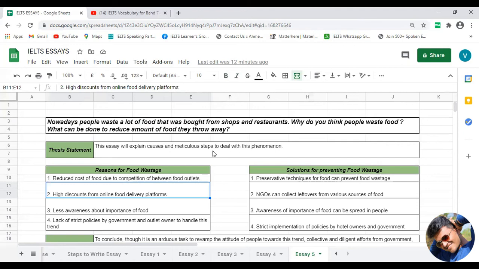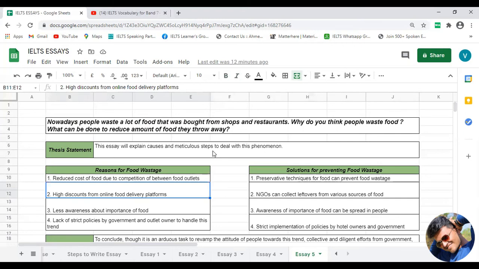would be high discounts provided by online food delivery platforms. We all know Zomato and other online food platforms are available, and there are so many marketing schemes and discounts available. Owing to that, customers are sometimes attracted a lot, and they order a quantity of food which is not actually required, and eventually the food will be wasted. So that is also one of the reasons why people are wasting food.